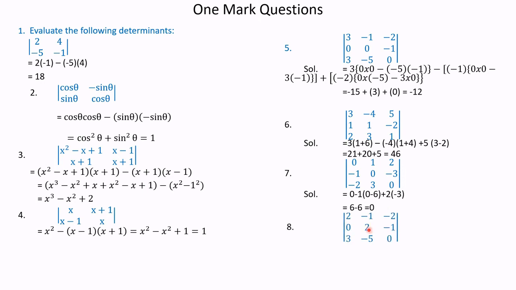Problem number 8. Now given matrix is 3 by 3, that is 2 minus 1 minus 2, 0, 2 minus 1, 3 minus 5, 0. So simplifying or expanding by row 1, we get 2. This is the element A11 is 2 and delete this column and delete this row and the remaining matrix is 2 into 0 is 0. Minus of minus is plus, but the reversal of sign is there, so it becomes minus.